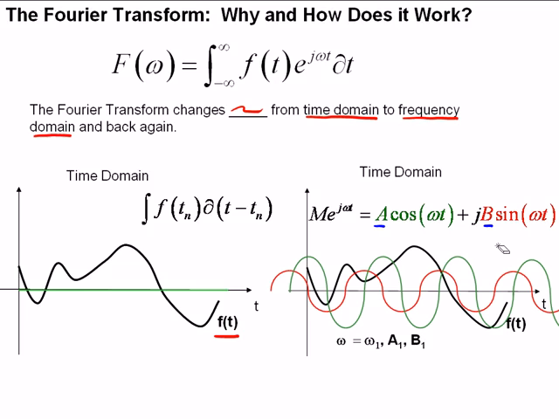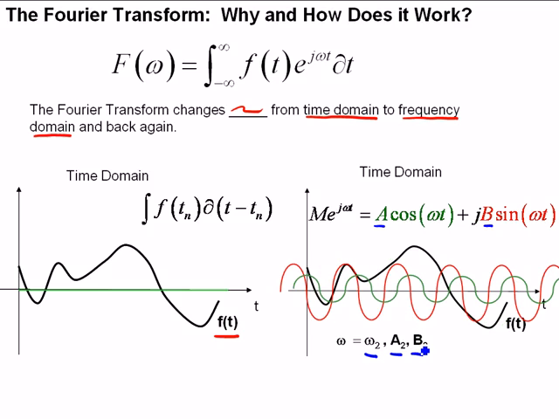So how does this work? Well, here we've drawn a cosine wave in green, the real part, and a sine wave in red, the imaginary part, that are at some frequency, omega 1, with amplitudes A1 and B1. And we take those particular sine waves, and then we sum up sine waves at the next frequency, omega 2, that have different amplitudes, A2 and B2. And we keep going on and summing up these sine waves over and over again.